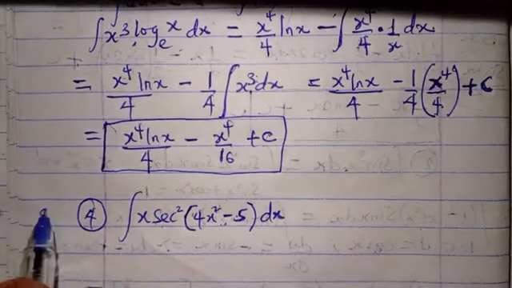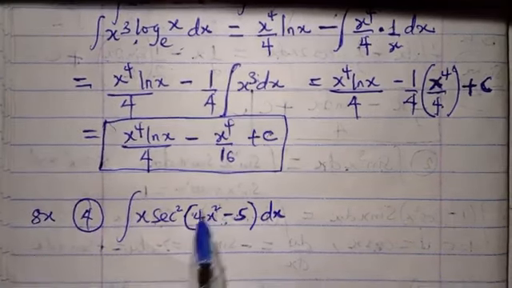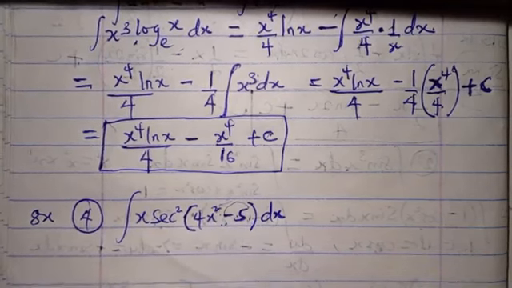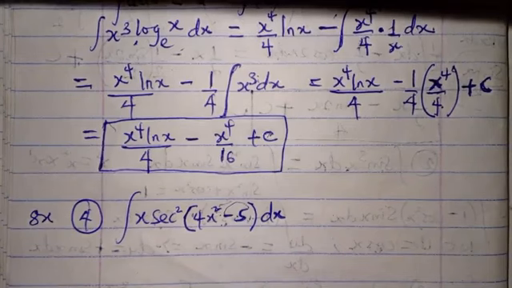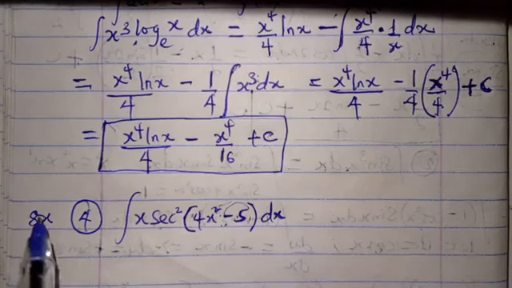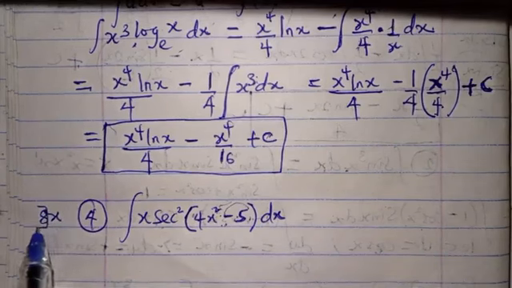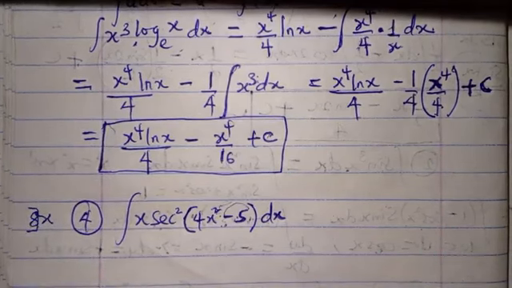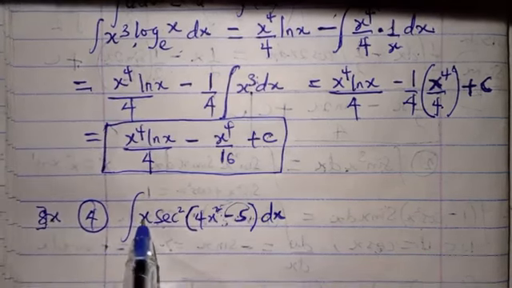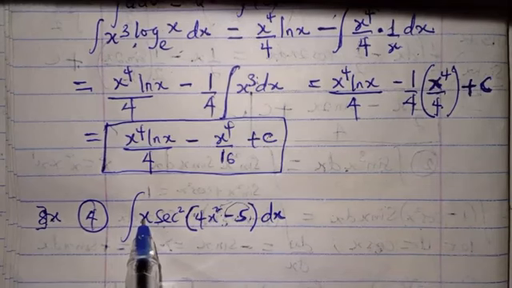8x. 2 times 4 is 8, 2 minus 1 is 1, and differentiating the constant 5 gives 0. Okay, I will get 8x. What am I going to do with this 8x? I'm not bothered about this 8, because 8 is just a constant. I'm concerned about this x. Can I see x outside? Yes, I can see x outside.